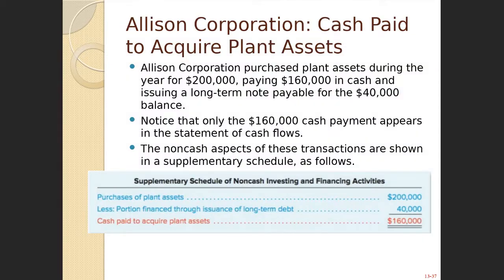Now we also talked about the supplemental schedule, which itemizes the cash flows from the purchase of plant assets. So if I asked you, what was the cash outflow related to the purchase of assets? What would you say? Anyone? Excellent, Daniel. Bring it home. 160,000. Excellent, Daniel. So the cash outflow with regard to the changes in long-term assets was 160,000.